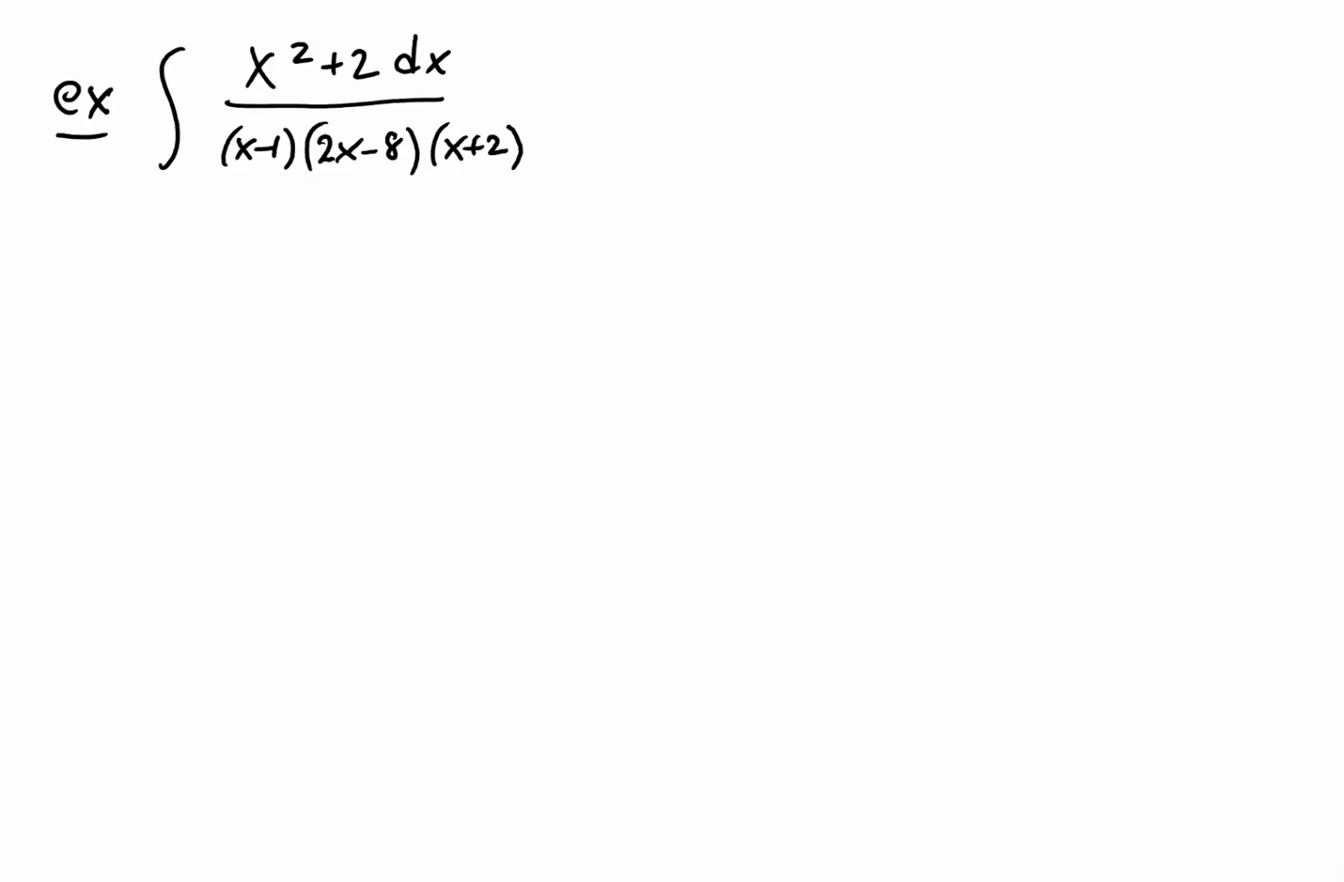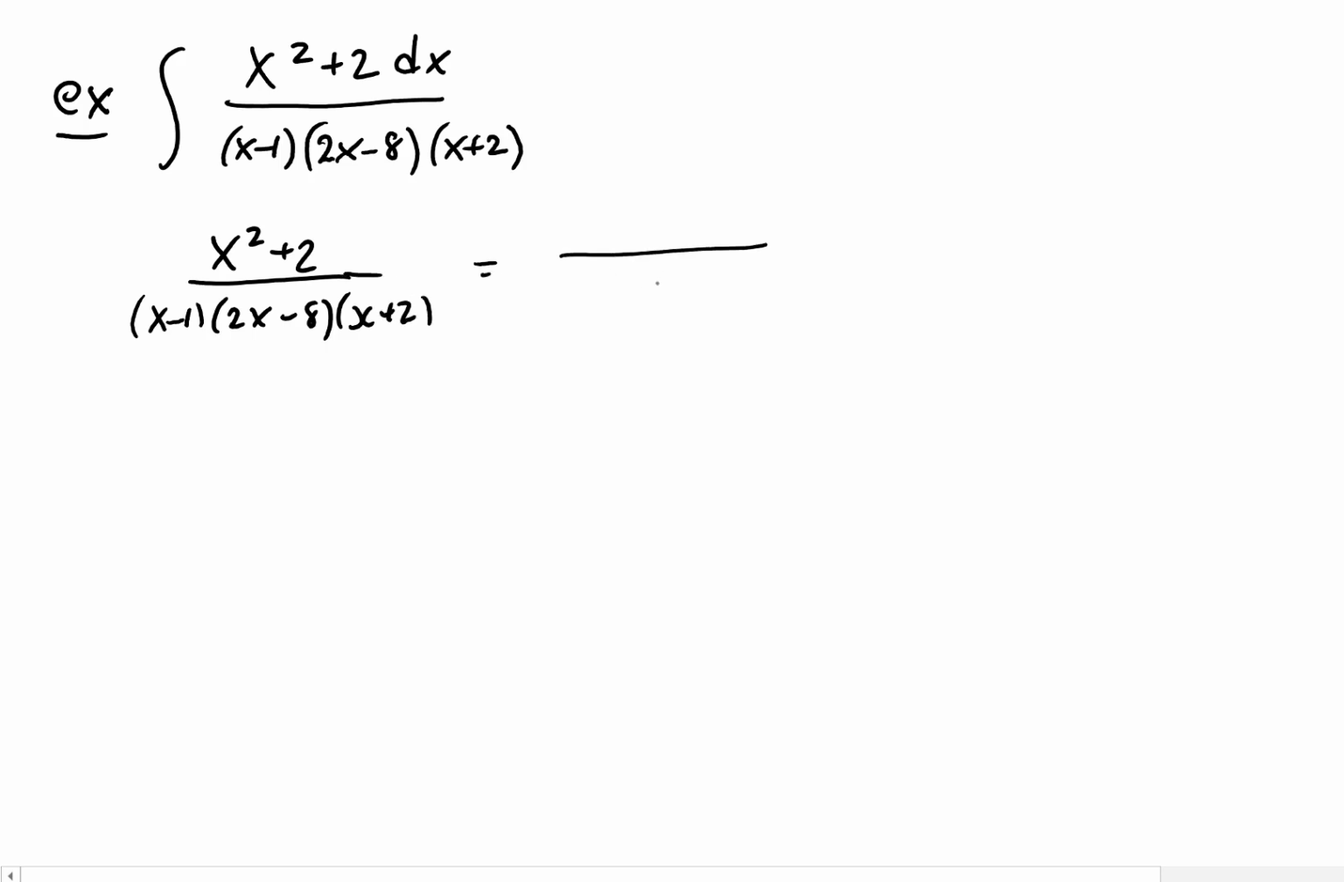Okay, so here's the next example, and what I want to do with this one is find the equivalent fractions of x squared plus 2 over all three of these binomials and split this into three pieces. One that's over x minus 1, I'll call that A. Another one that's over 2x minus 8, I'll call that B.